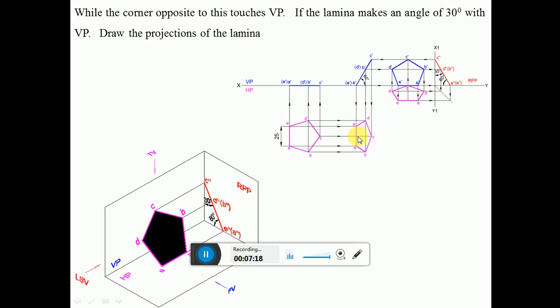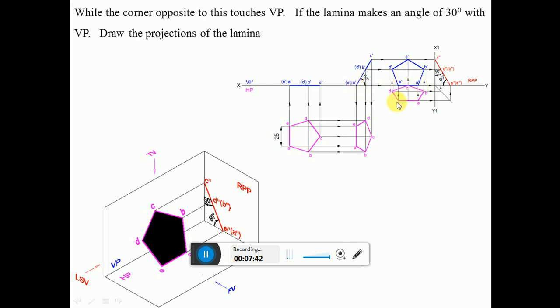Similarly, measure the length from this point to A, and from here you cut it on this side, then mark them and join A, B, C, D, E. And then in this position you draw the front view. Once you draw the front view, draw a vertical projector from A and draw a horizontal projector from A dash to get this point.